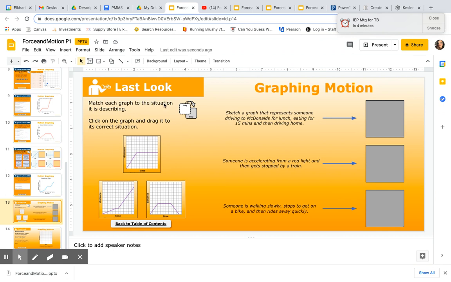Match the graph to the situation it is describing. Click on the graph and drag it to the correct situation. For instance, we have sketch a graph that represents someone driving to McDonald's for lunch and eating for 15 minutes when driving home. Okay, so someone accelerating from a red light and then gets stopped by a train. Someone that's walking slowly and stops to get on a bike and then rides away quickly.